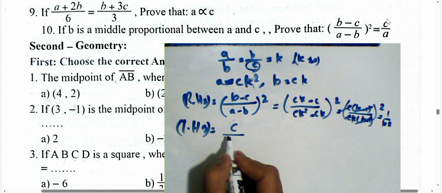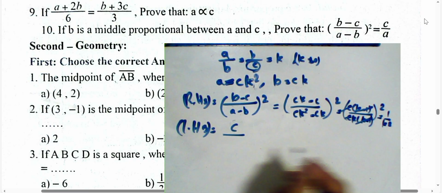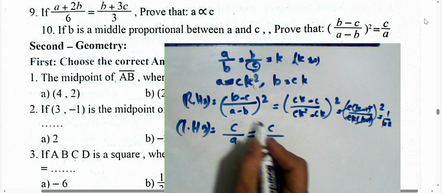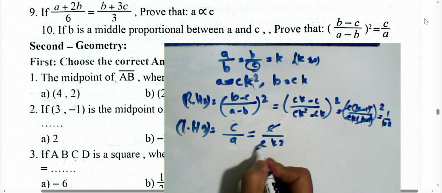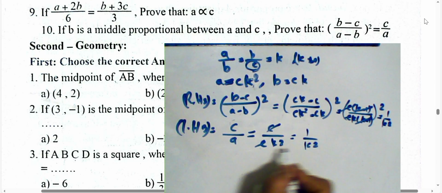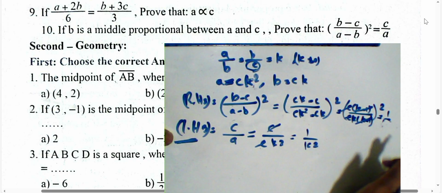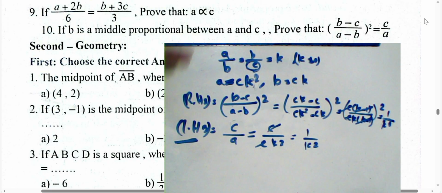And what about the left hand side? c over a. The constant here is c, and a was ck power 2. You can cancel it to the simplest form. So the left hand side will be equivalent to the right hand side. It will be 1 over k power 2. Okay.